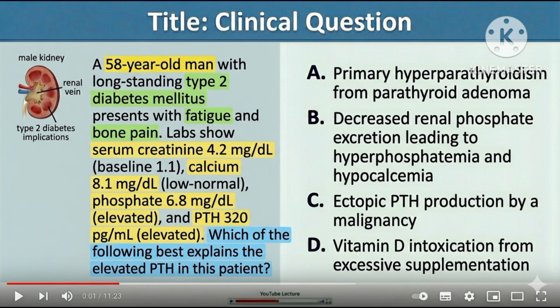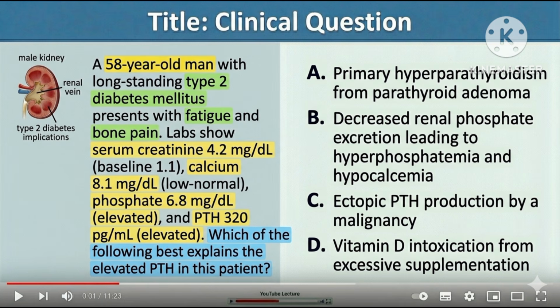A 58-year-old man with long-standing type 2 diabetes presents with fatigue and bone pain. Lab shows high creatinine, low calcium, high phosphate, and elevated PTH. As we all know, in chronic renal failure patient, we see hypocalcemia due to two reasons: decreased alpha 1 hydroxylation of vitamin D and hyperphosphatemia. High phosphate binds calcium, leading to hypocalcemia.